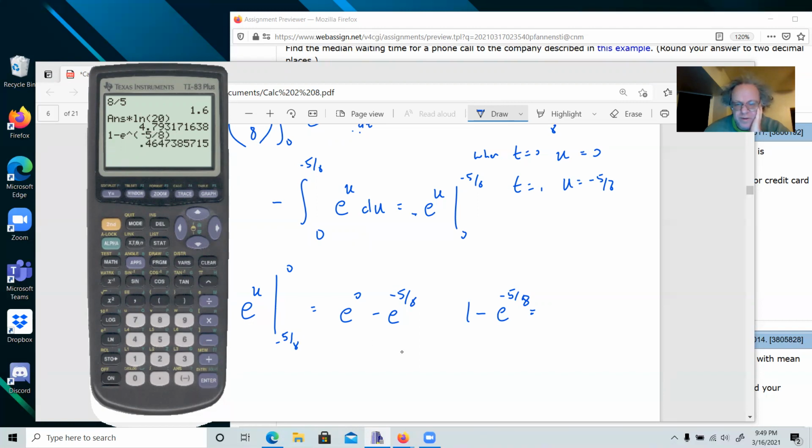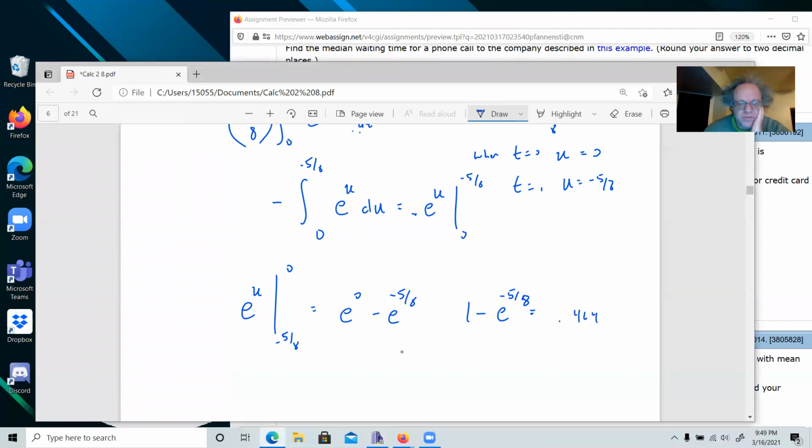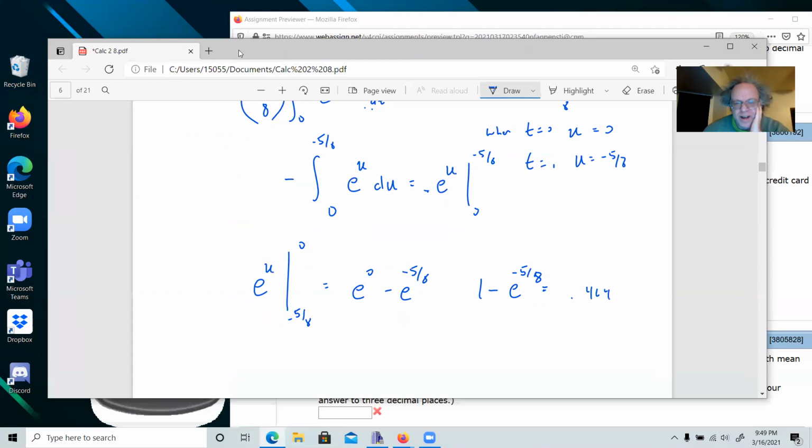All right, great. 0.464, what did they say, 3 decimal places? 3. So that's going to be 0.465. So the probability that they're waiting for less than 1 second is almost half of them. 0.46, almost 0.50. So almost half of them wait less than 1 second for approval.